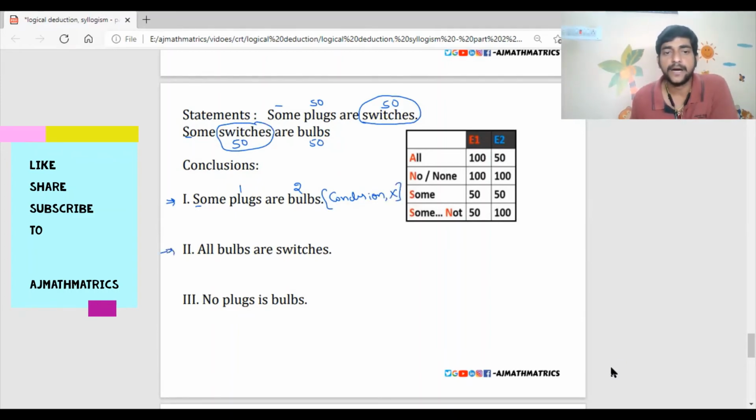Now the next one, all bulbs are switches. Bulb is in the second statement, switches is in the first as well as in the second statement. So it's a conversion of the second statement. After knowing it's a conversion of the second statement, we need to check whether this follows or not. Bulb becomes the subject here, switch becomes the object here, some becomes all here. But according to the conversion rule, some becomes some, but here it becomes all. So it does not follow.